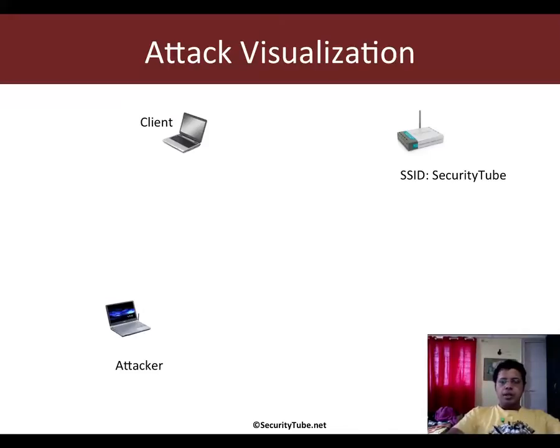Now, currently think about it from the client's perspective. There are two access points. One is the authorized one advertising security tube, and the other is the attacker machine also advertising security tube.